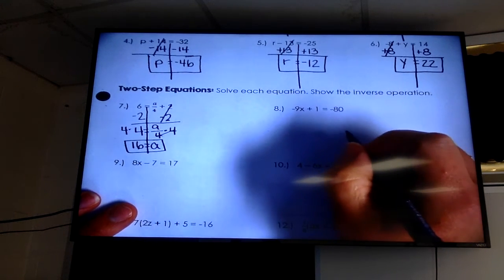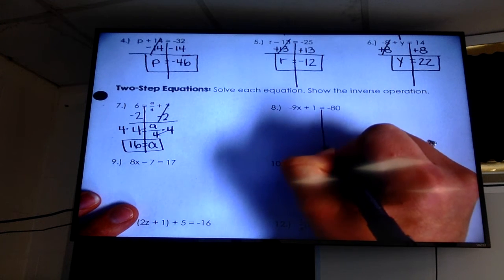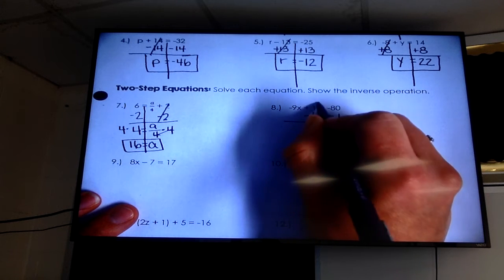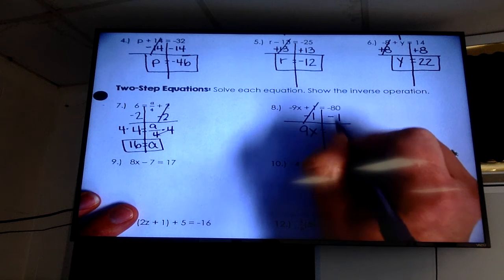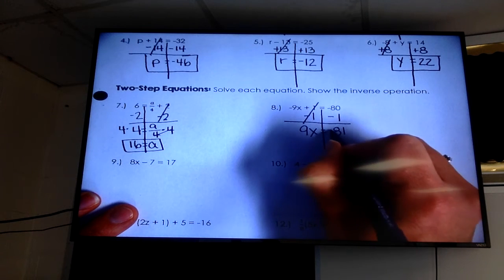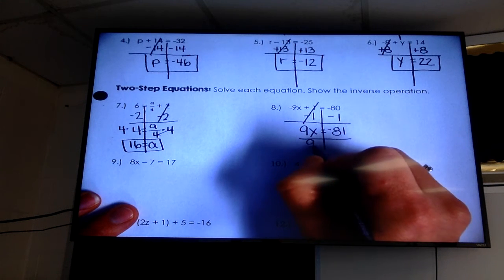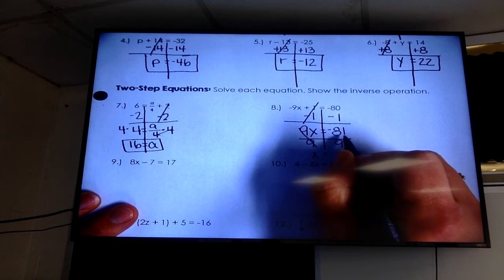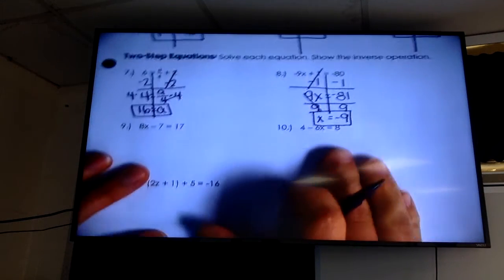Okay, number 8, copy down the problem, pause and solve. Drop the line. I'm going to subtract 1 from either side because I've got to work away from the variable first. So now I'm left with 9x equals, signs are the same, so I'm going to add them and keep their sign. Numbers are next to each other, which means multiplication, so I'm going to do the opposite, which is division. So I'm left with 81 divided by 9 is 9, and a positive divided by a negative is a negative. So I get x equals negative 9.